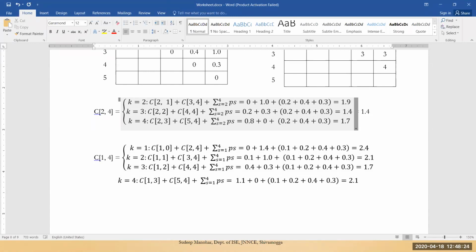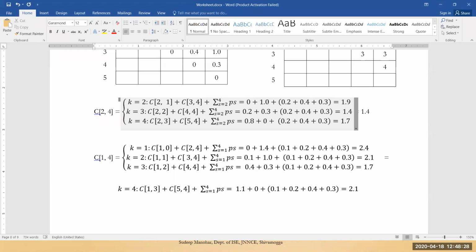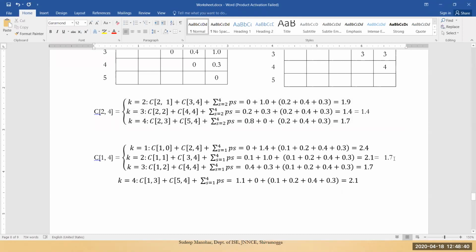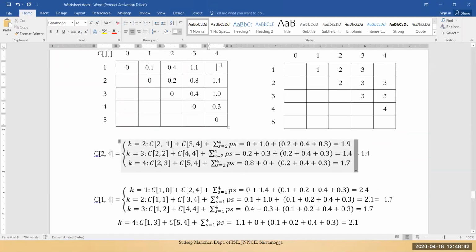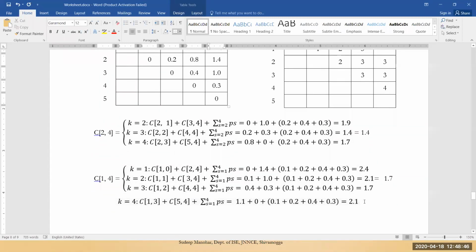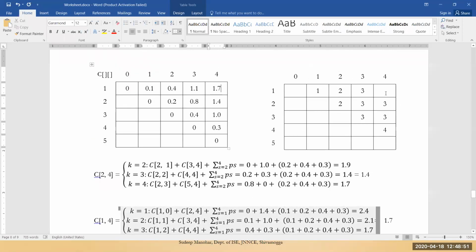Now finally we should write the minimum value. Which is minimum here? Minimum is 1.7. So fill this 1.7, 1.7, and what is the value of k? K is equal to 2.